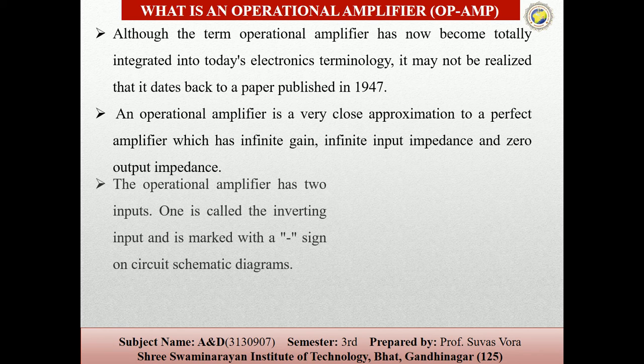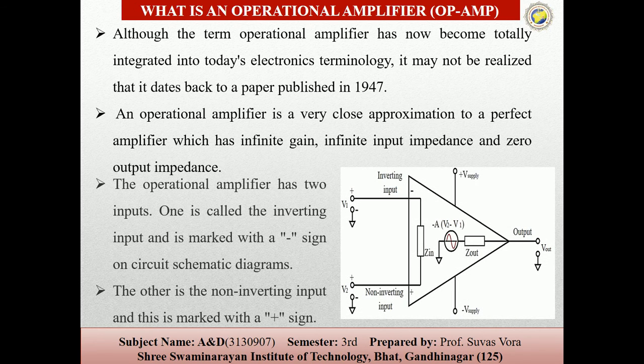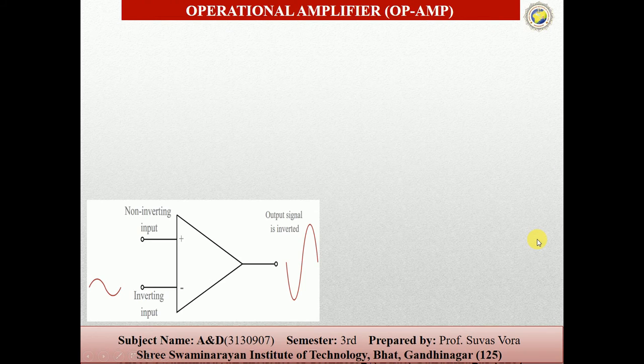So the operational amplifier has two inputs. One is the inverting input, which is marked with the negative sign, and one is the non-inverting input, which is marked with the positive sign. You can see the amplifier here. These are the inverting input, these are the non-inverting input. These are the internal features. This one is the positive and negative supplies and output.